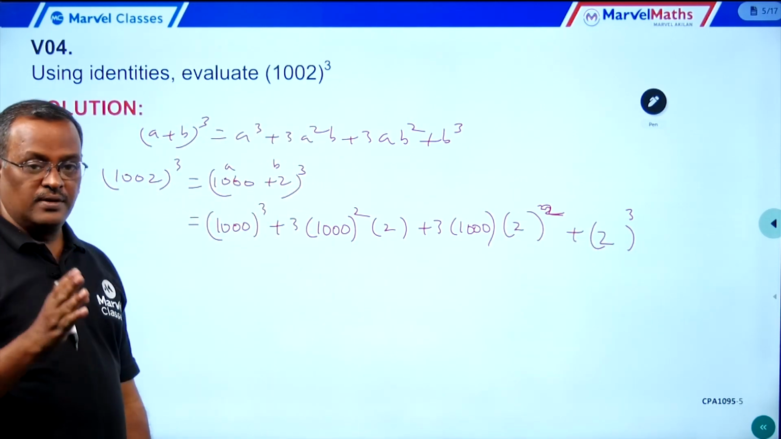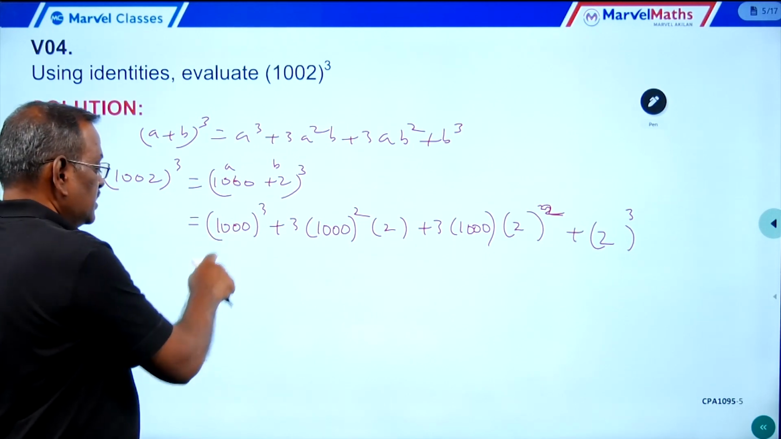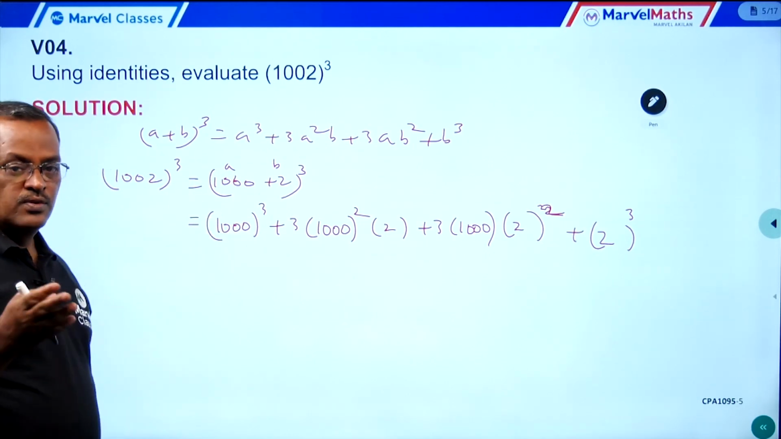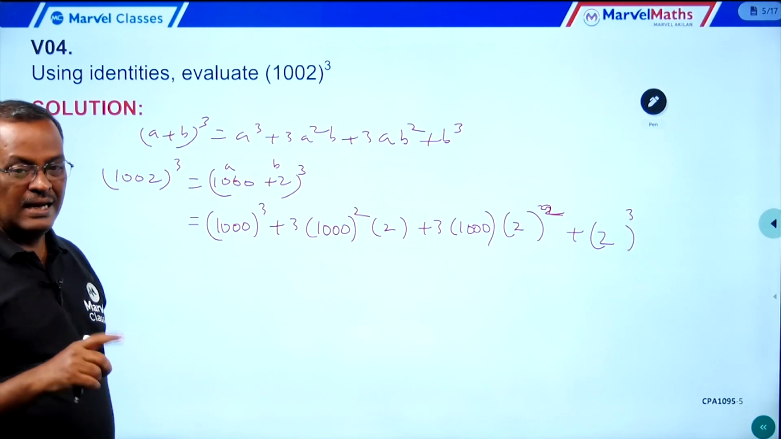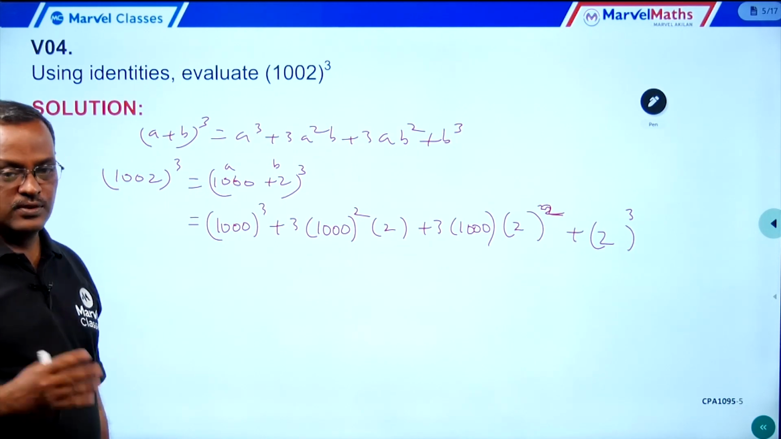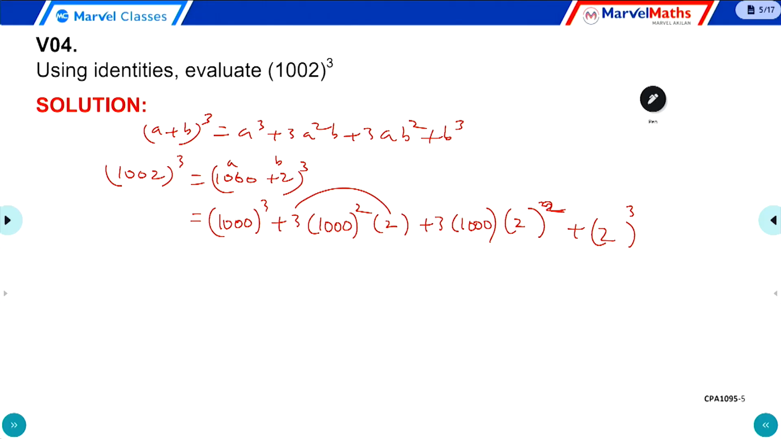1000 cube. What is the value? Very simple. 3 zeros are there. The power is 3. So 1000 cube is nothing but 1, 9 zeros. 3 times 3 zeros, that is 9 zeros. Correct. Now evaluate this. If you evaluate 1000 cube, 3 zeros are there and power is 3 and hence 3 into 3, 9 zeros. So 1, triple 0, some space, triple 0, space.